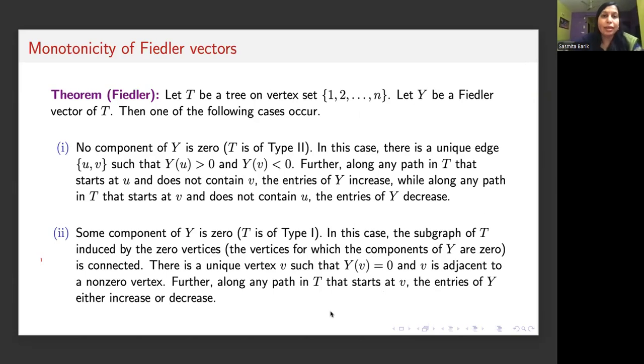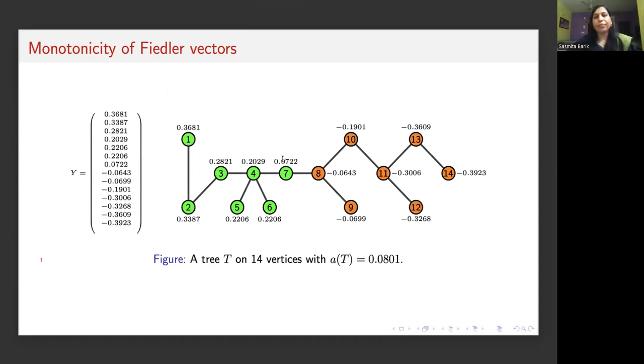Now, this is another interesting result. As I told, we are looking at negative and positive entries, and accordingly we divided the trees into classes. But how the entries behave also turns out to be nice on the graph. So rather than reading this theorem, I'm going to explain it through a picture. Any tree I take will be of type 1 or type 2, which means components may be 0 or no component will be 0. So the first case is type 2.